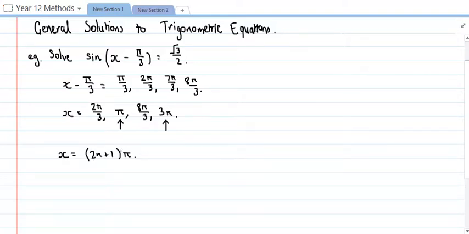So we make it odd in the same way as we did last time. We double it to make it even, and then add on 1 to it. And then we just multiply it by pi to get the answer. So that's one of the solutions.